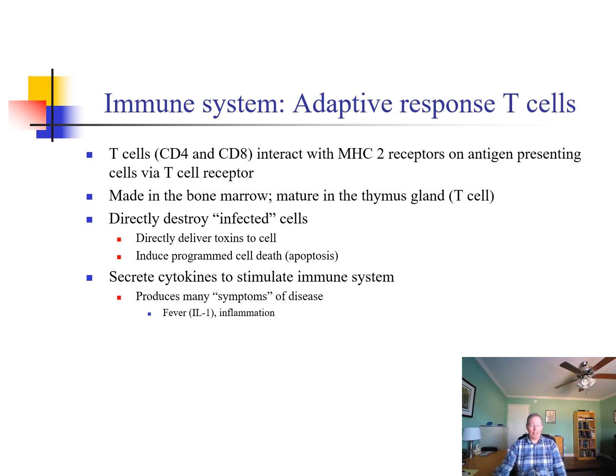For example, interleukin-1 or IL-1 is associated with increasing temperature. There are others that are associated with inflammation. So much like some of those complement fragments that come off, you also have specific cytokines that are stimulated by T cells to help with this immune response.